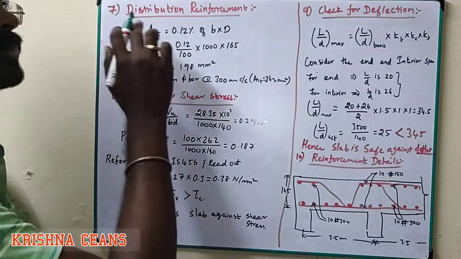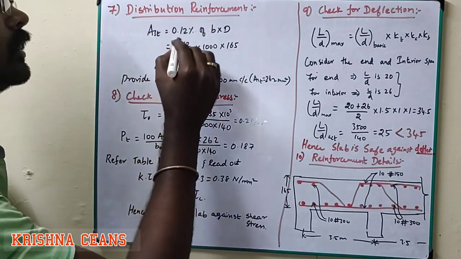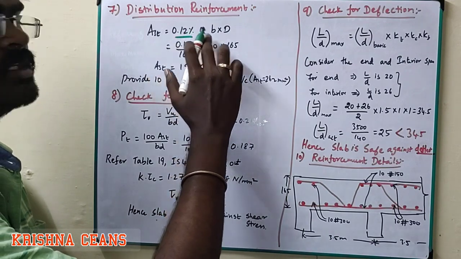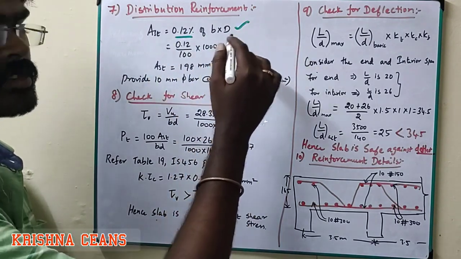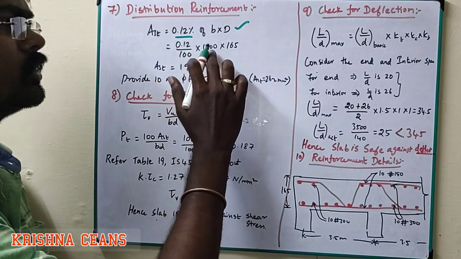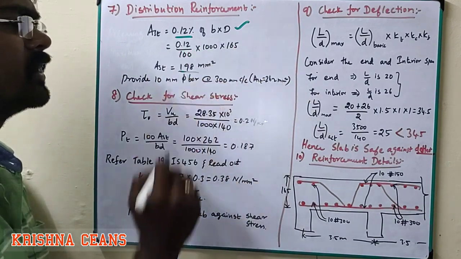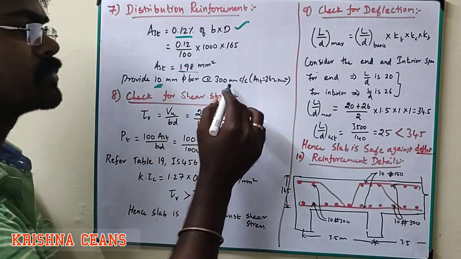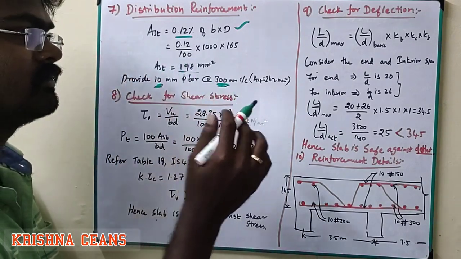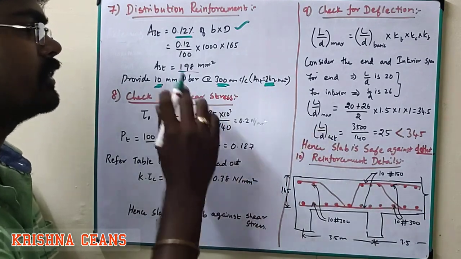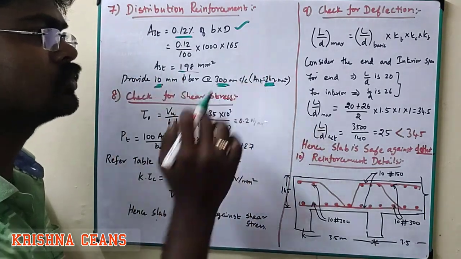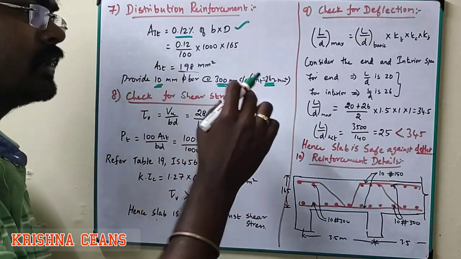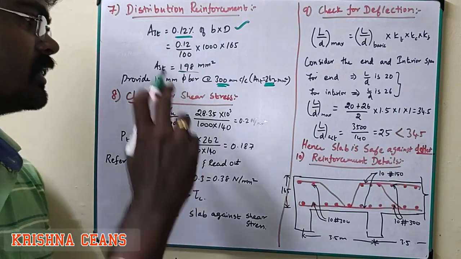So step number 7, distribution reinforcement. Here the formula is, minimum reinforcement for the slab is 0.12% of B into D. So that is the cross section. So 0.12 by 100 into 1000 into 165, we will get 199 mm square. So we provide 10 mm dia bar at 300 mm spacing, that is the maximum spacing, we know that. So Ast for the 10 mm dia bar is 262 mm square. 198 mm square is enough, but we provided 262 mm square for the 10 mm dia bar.